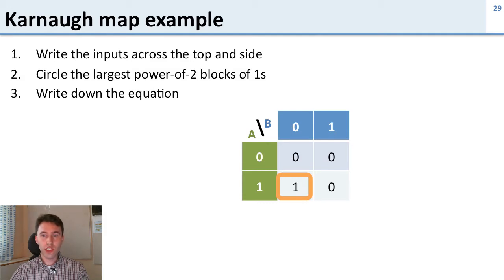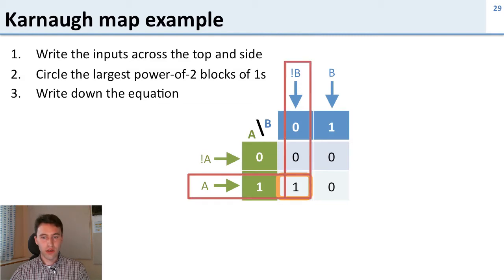To write down the equation, we're going to look at the same thing we did before, what each of the rows and columns mean. So this is the column for B being true. This is the row for A being true. This column here is for B being false, or not B, and this row is for A being false, or not A. So our box here is at the intersection of the row where A is true and where B is false. So what that says is the equation here is A and not B, because it's the intersection of the not B column and the A row.